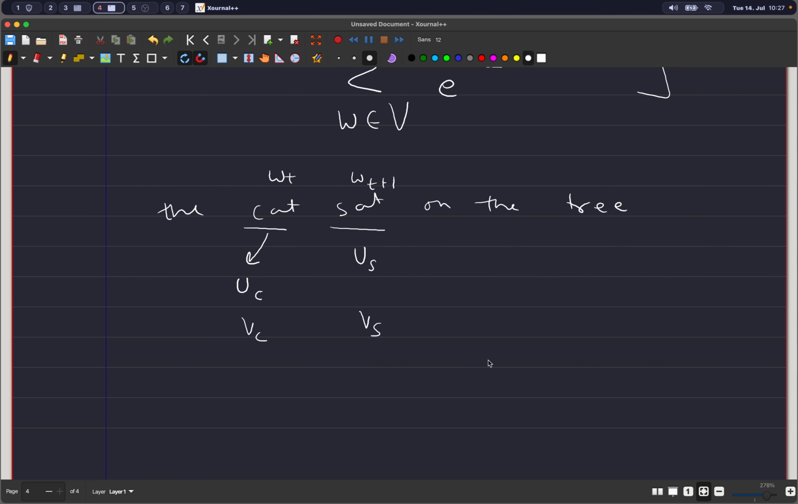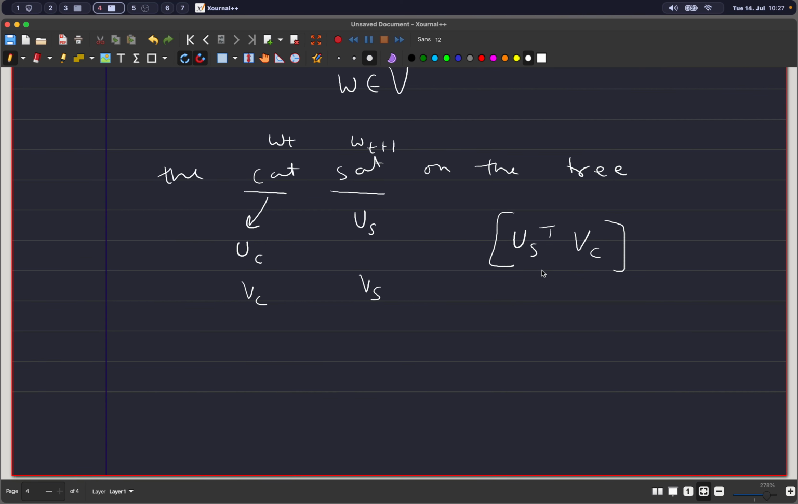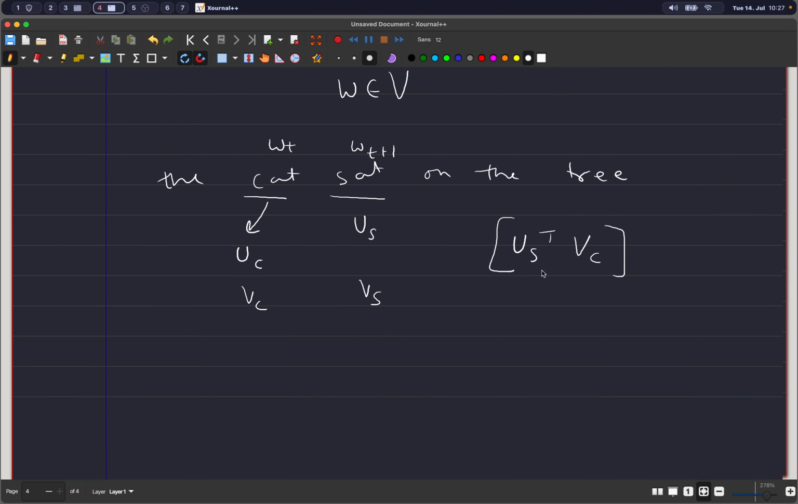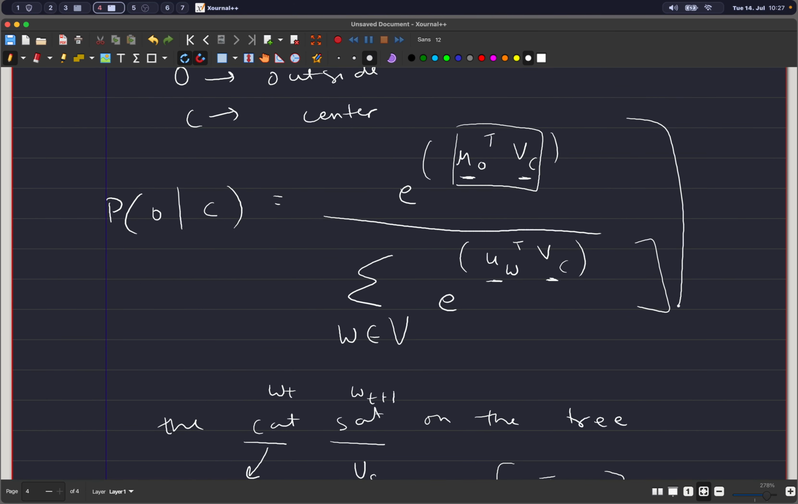Now, when we want to calculate if sat and cat are similar, we will just do a dot product of U sat transpose and V cat. The higher it is, it will just signify that cat and sat are much closer. It will compute the similarity between the outside word and the center word. You will also observe that this looks very similar to a softmax function. Not very similar, it exactly is a softmax function.